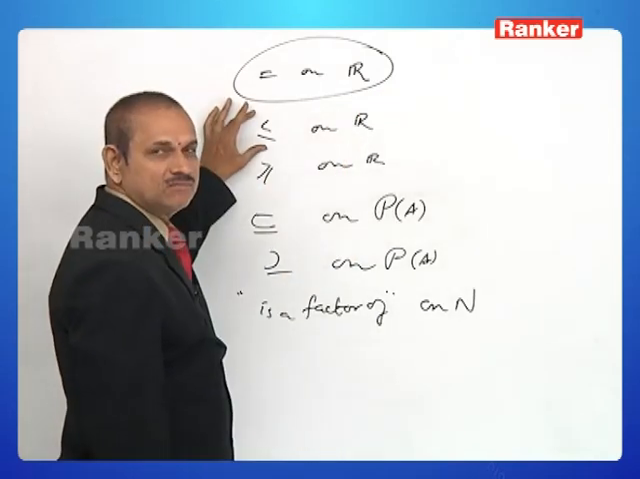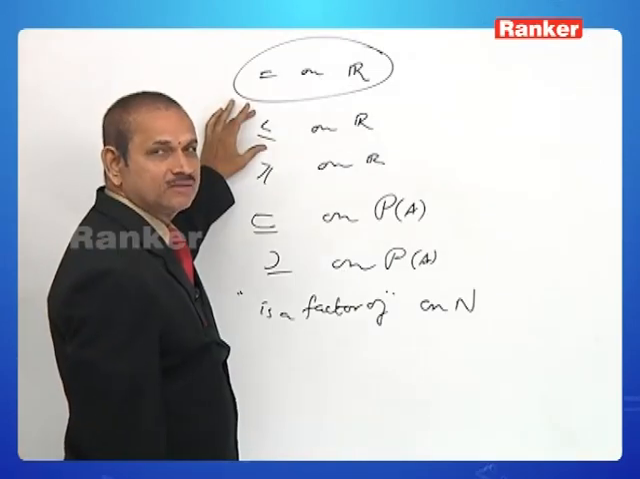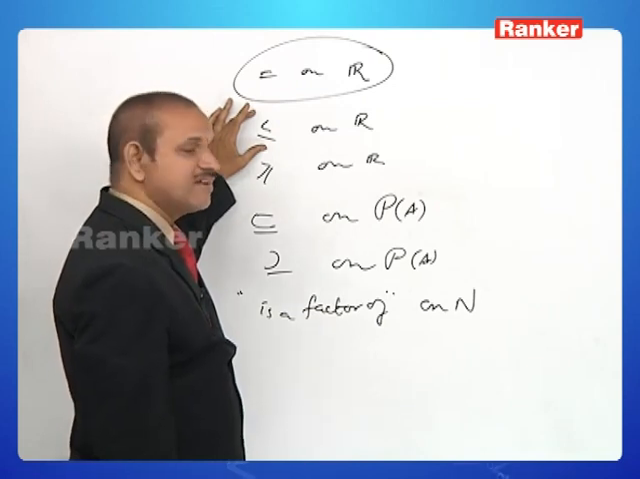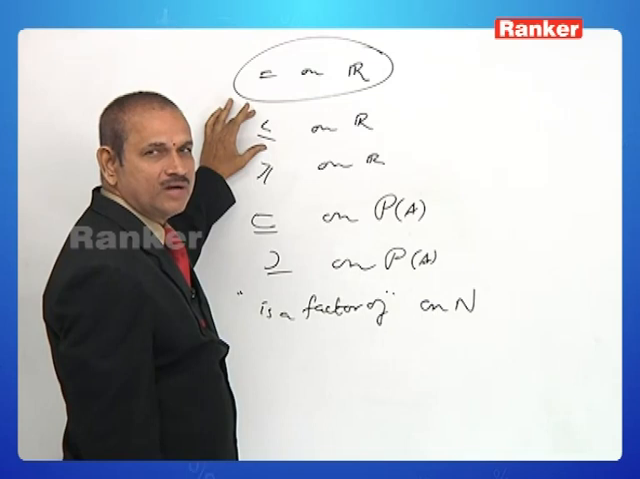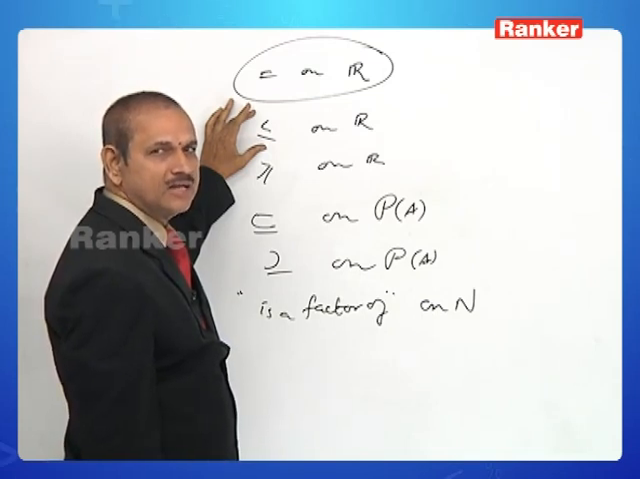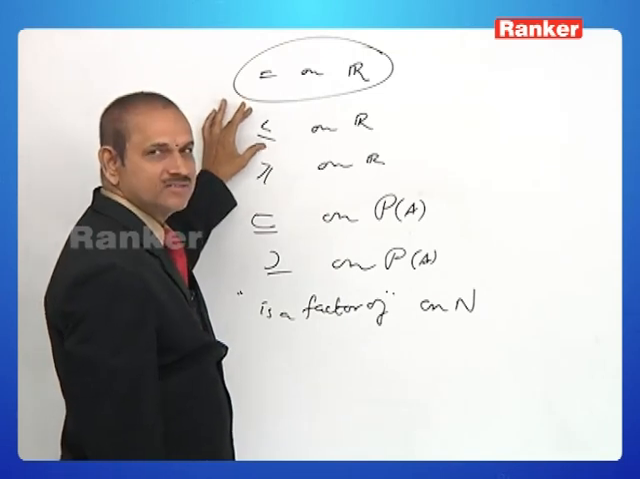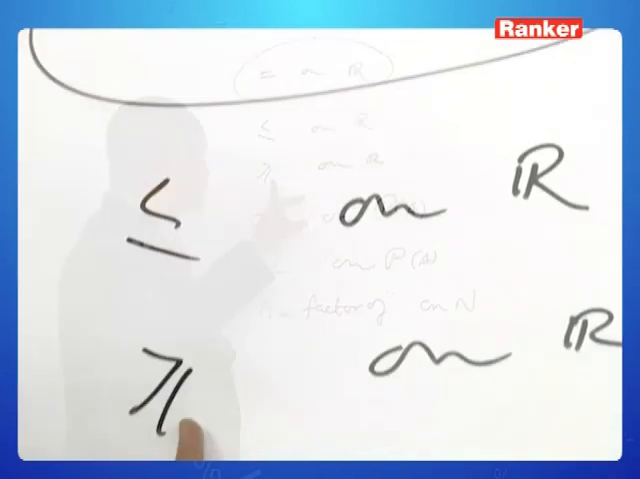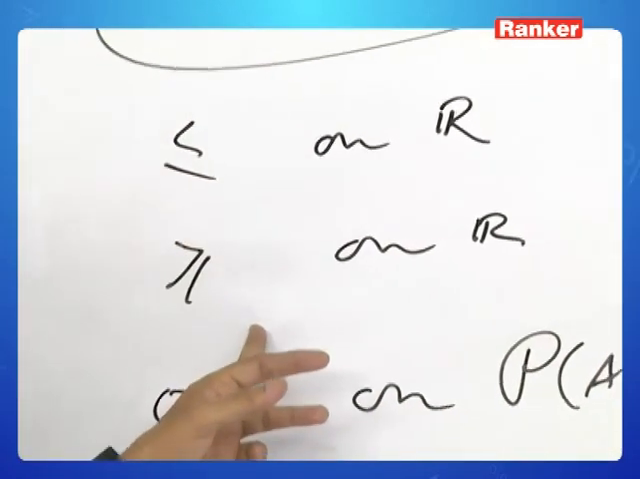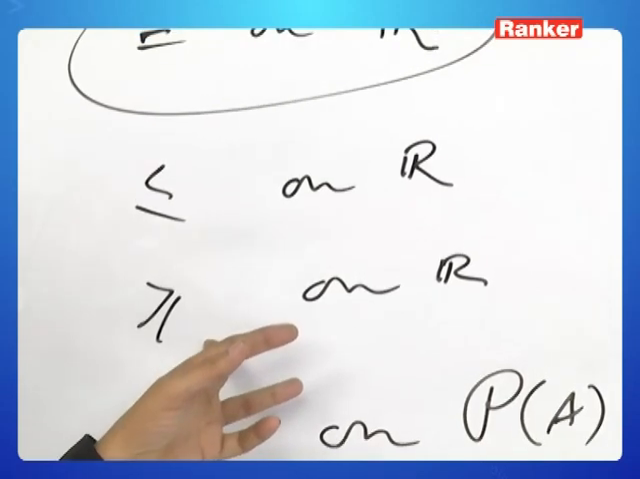Like here, reflexive because X less than or equal to X. Antisymmetric because X less than or equal to Y less than or equal to X implies X is equal to Y. Transitive: X less than or equal to Y less than or equal to Z implies X less than or equal to Z. Hence, it is a partial ordering relation. Actually, this is called the dual of that. If this is a partial ordering relation, its dual is also a partial ordering relation.